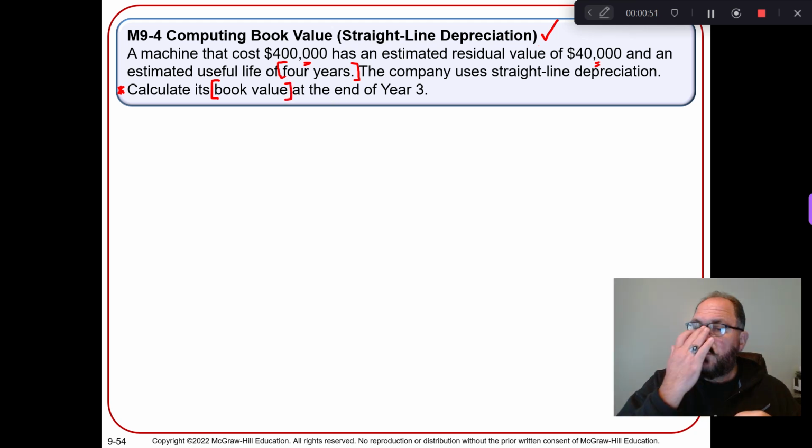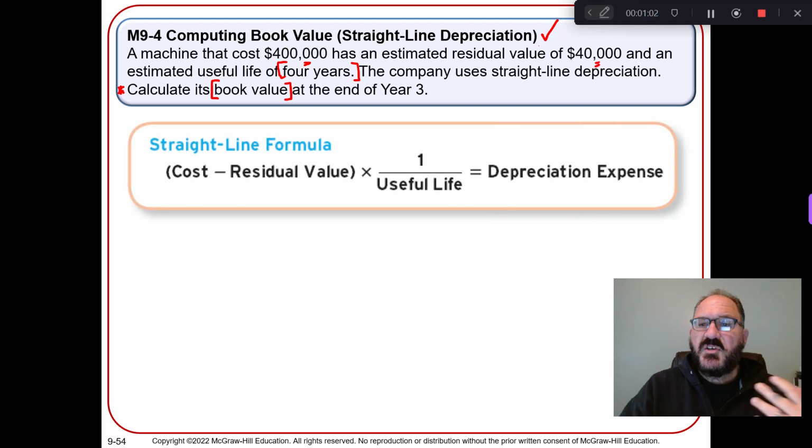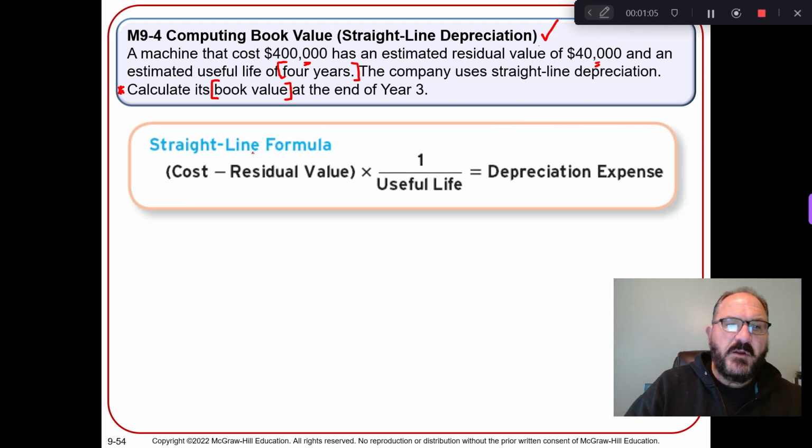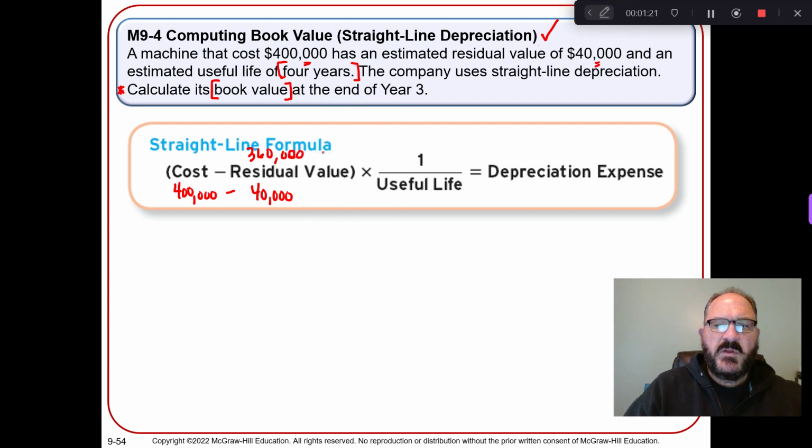So they could ask you a lot of questions. What is it at the end of year 1, year 2, how much depreciation per year? A lot of things they could ask, but they want to know the book value at the end of year 3. Okay? So the first thing you do, this is the formula. And here, if you just plug in $400,000 minus the $40,000, of course, this gives you 360. Multiply by 1/4. So we're going to get $90,000 in depreciation.